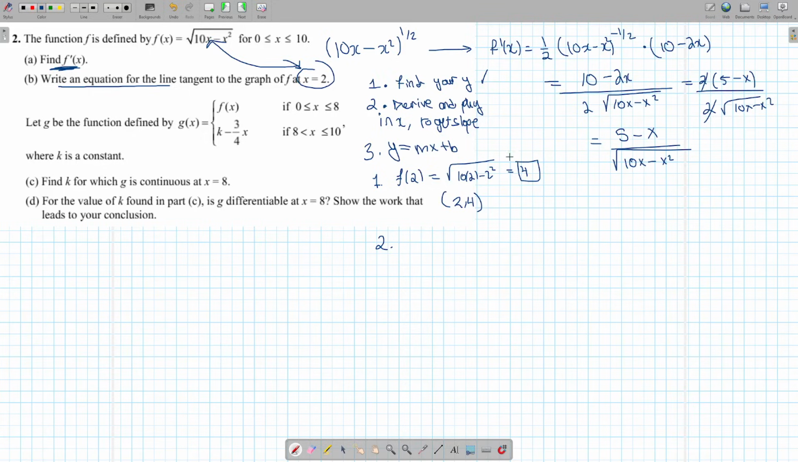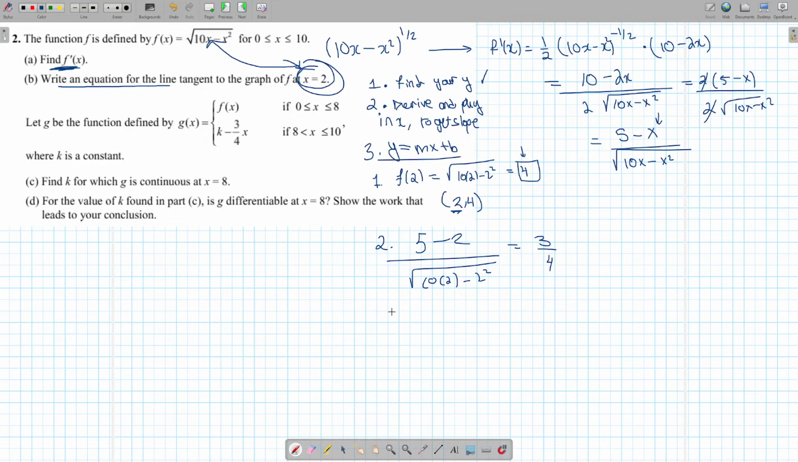So step 2 now, this was step 1. Step 2 is to derive and plug in our x. Our x is 4, so let's plug in our x. So it's 5 minus 4 over radical 10 times 4 minus 4 squared, and I think I'm wrong. I went wrong somewhere. It's 5 minus x, I did 5 minus y. X is 2. Let me fix this. So 5 minus x is 2 over radical 10 times 2 minus 2 squared, which is 3 over 4. Great. So we now found our slope.